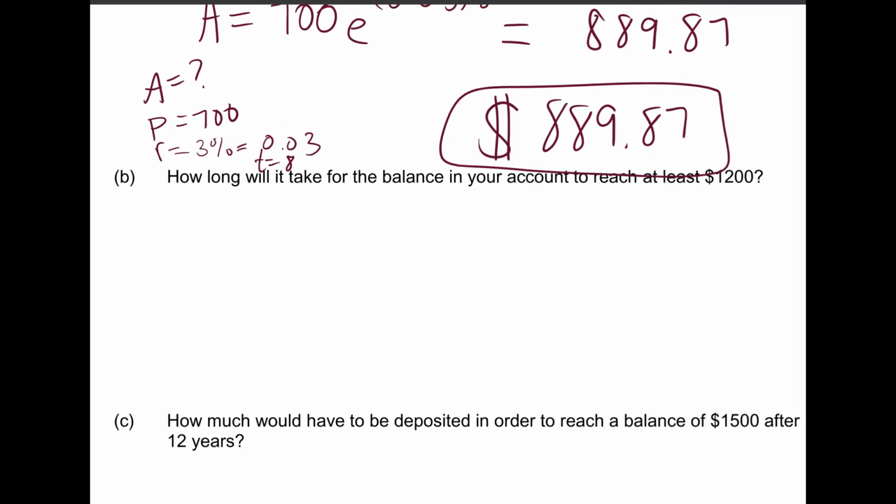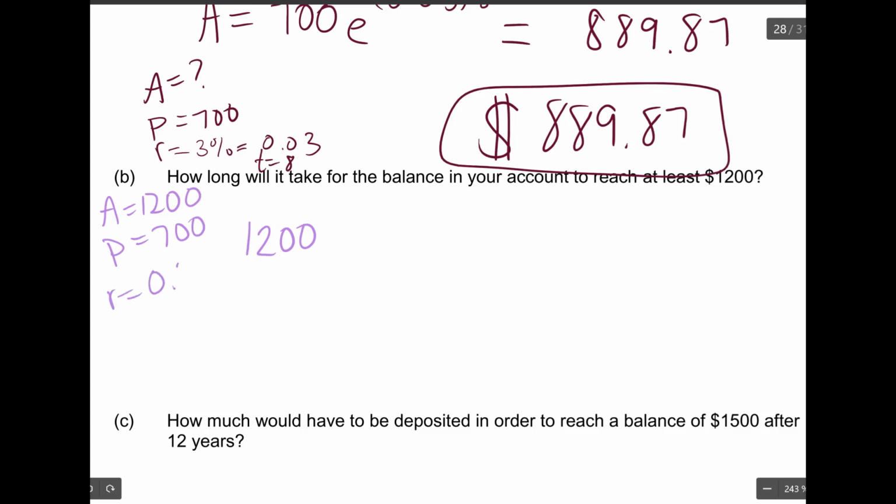How long would it take your account to reach $1,200? This one's a little more tricky. So A equals 1,200, that's how much I end with. Principal is how much I start with, so that's 700. My rate's still 0.03, but I don't know my time. So this would be like a bonus question, having to solve for t, the time.